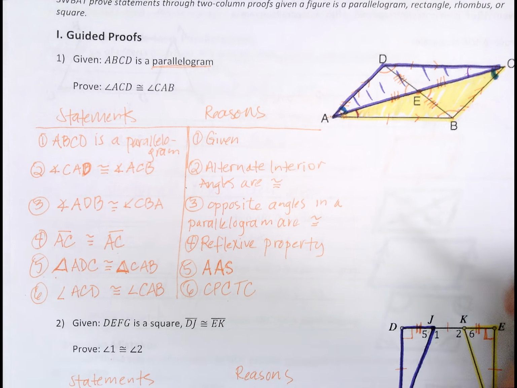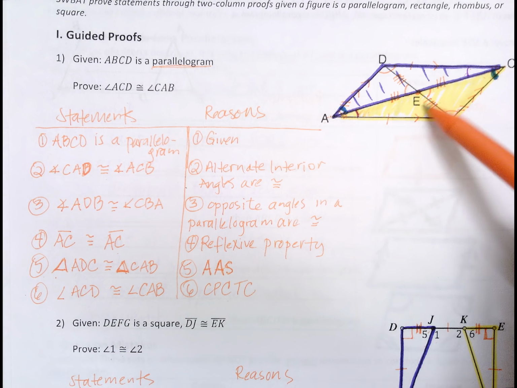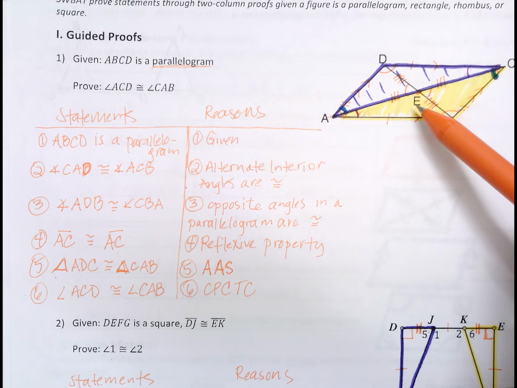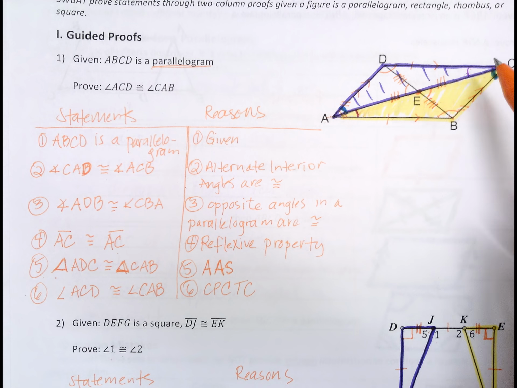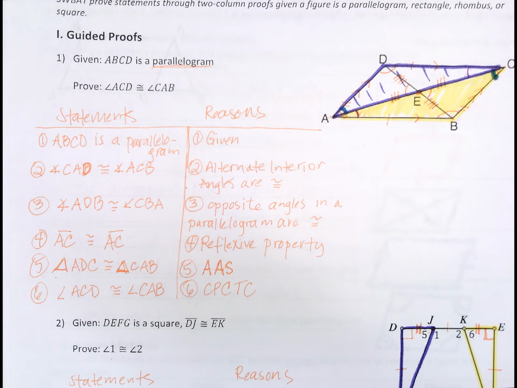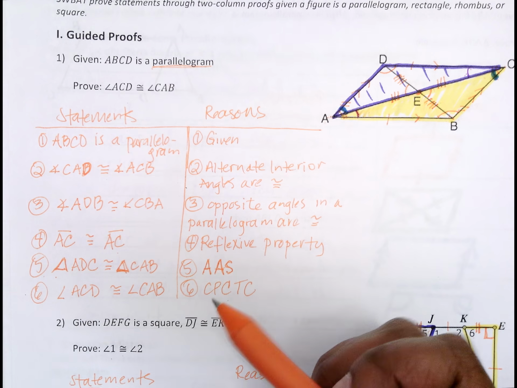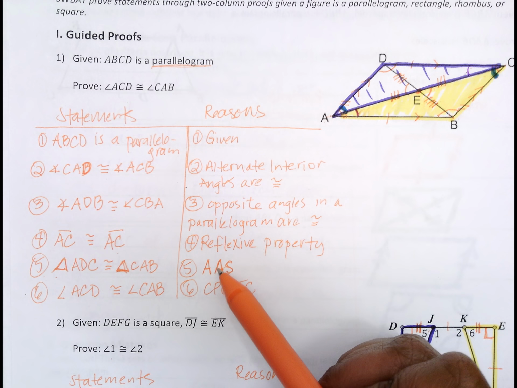What does that mean? It means that if I can prove that these two triangles are congruent to each other, then I can prove that any corresponding part or any corresponding parts of those triangles are congruent as well. That's what CPCTC states. It means that once I prove that the triangles themselves are congruent, then I can prove that any corresponding parts are also.